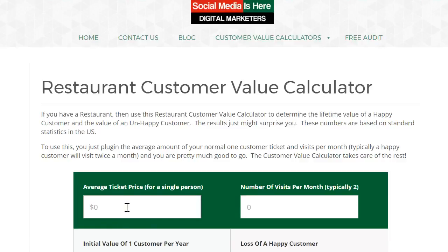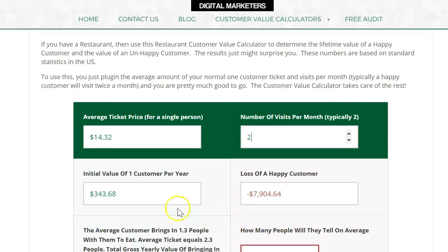Let's say that your average ticket price, and this could be $7 or $14 or $35, depending on your restaurant, but let's say it's $14 and 32 cents here. So we're going to type that in, and we're going to go with the twice a month average as suggested, and you can type any number you want here. So the initial value of that one customer that comes in, he's happy, or she's happy and keeps on coming back twice a month, is worth $343.68 to you per year.